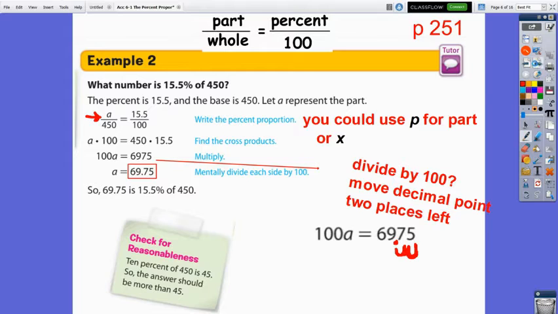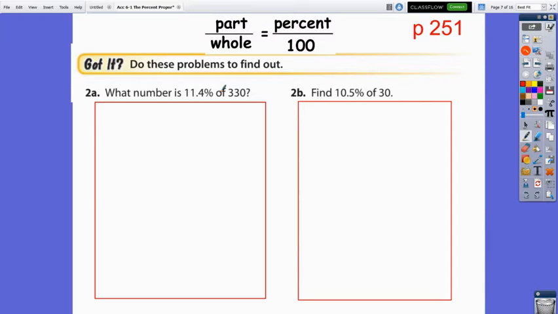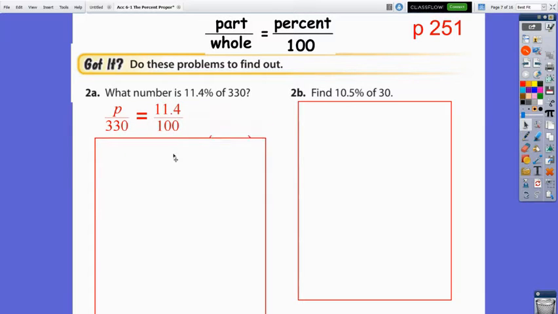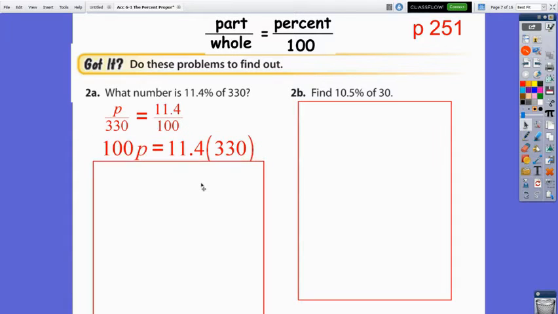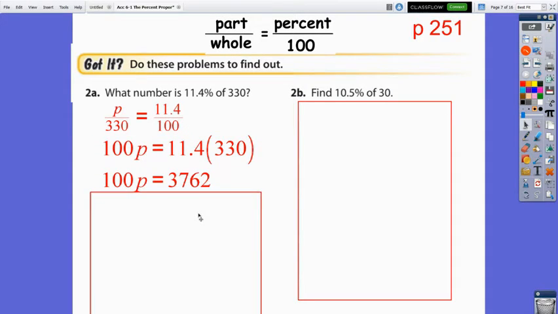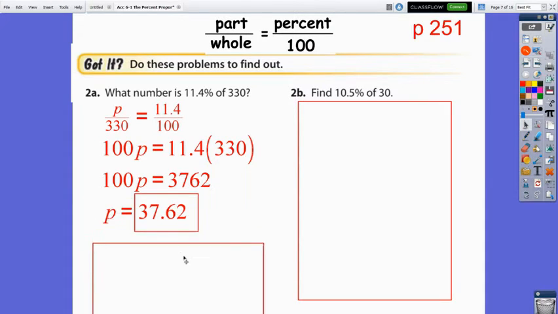Okay, 4 of these for you to do. What number is 11.4% of 330? So P, the part, is what we're looking for. Out of 330 equals 11.4 out of 100. Cross multiply, divide by 100 by moving the decimal place 2 places to the left, and 37.62 is 11.4% of 330.